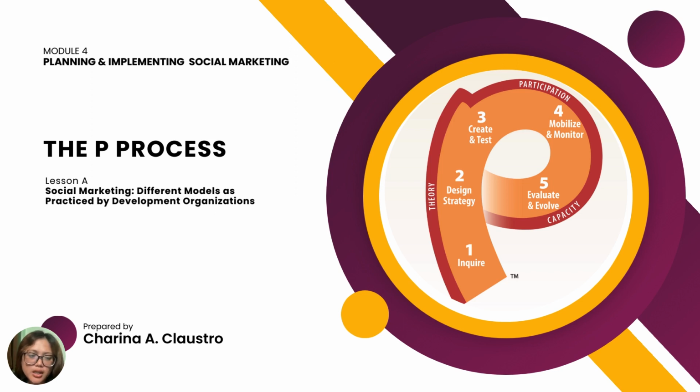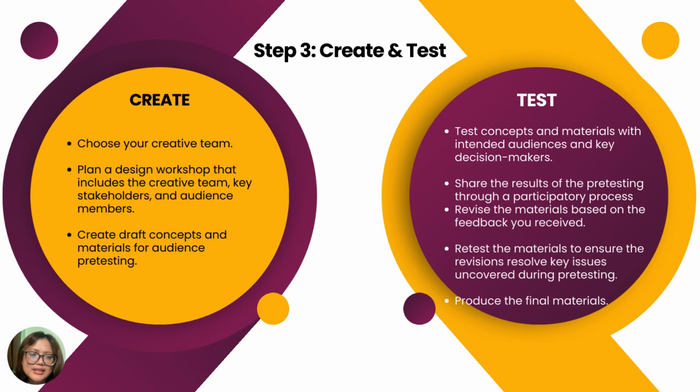So we will continue our discussion on step number three, create and test. As I have mentioned, in this step, we will need to design the program's communication tools, for example, videos, posters, and even interactive activities. In this step, we will need, of course, to combine art and science. It's really interesting because creative and artistic vision are really needed to move audiences and inspire them to change.